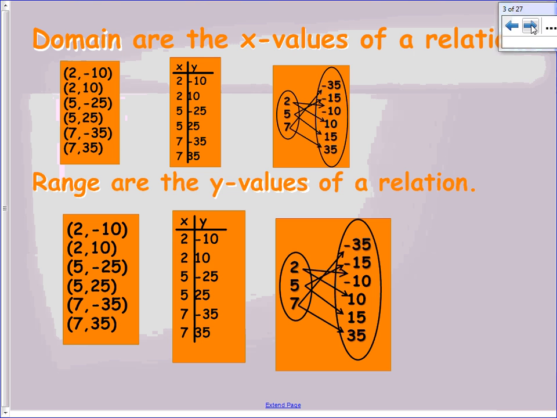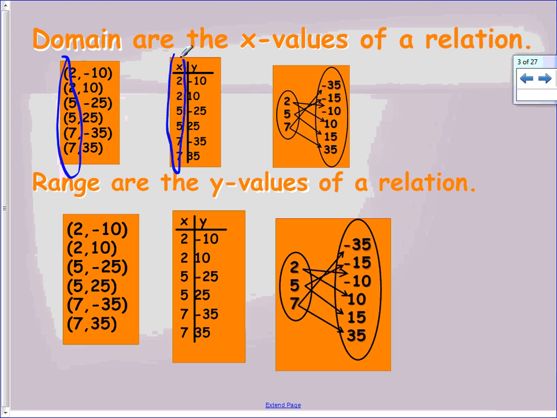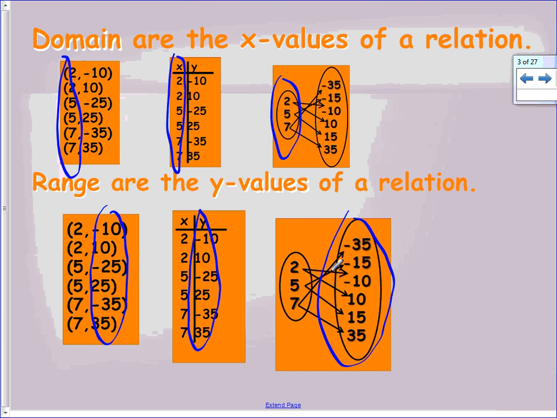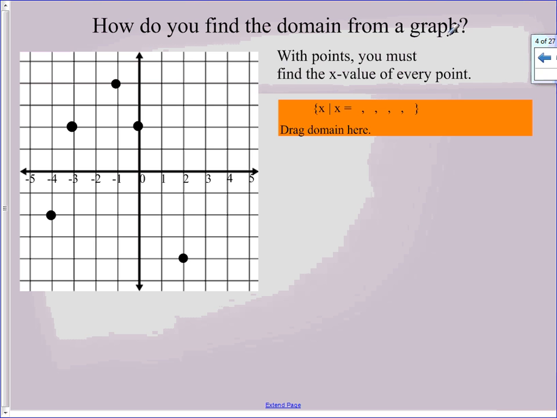Okay. All right, we did a little bit of domain and range yesterday. Let's review. Domains are those x values of our relations. If I'm looking at a table or a mapping diagram, it's going to be on the left. The range values are going to be on the right because those are our y values. How do you find the domain from a graph? With points, you must find the x value of every point.